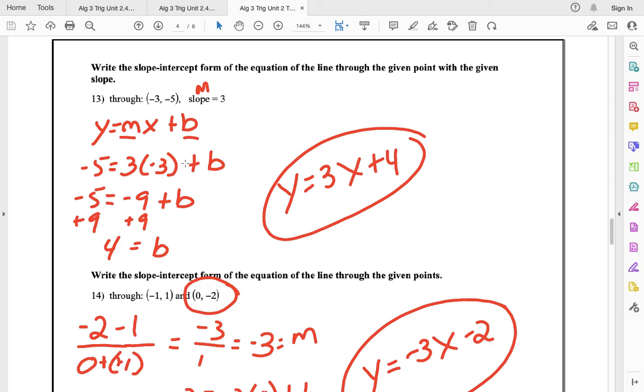So we calculate it, we solve it, and we get b is 4. Now don't forget to write the final equation, y equals 3x plus 4.